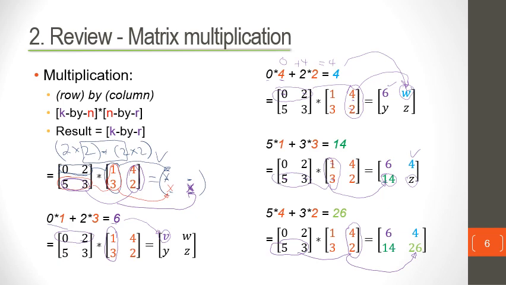And then we have 5 times 4 plus 3 times 2, which is equal to 26. So that's how you get your result.